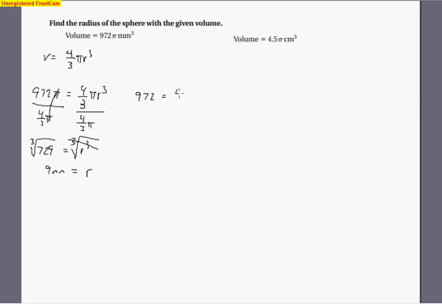And that's actually how the calculator is coming up with the answer. So it would look like this. We've got 972 pi equals 4/3 pi r cubed. And so you see if you multiply by the reciprocal, the 3's and the 4's cancel out. Do the same thing on this side. So times by 3/4. And 4 goes into 972 because 4 goes into 9, or it goes into 72.